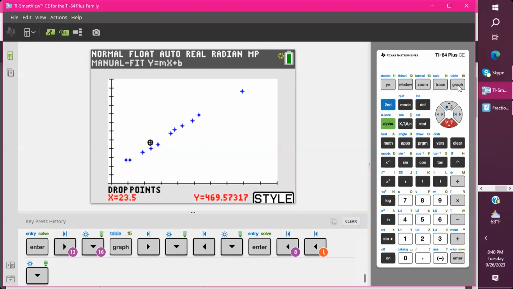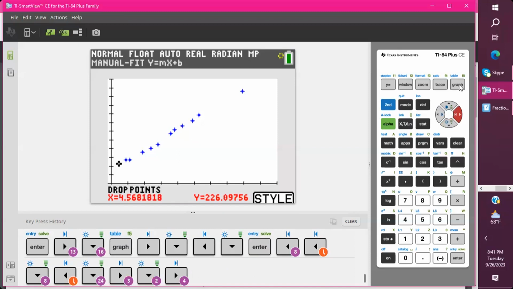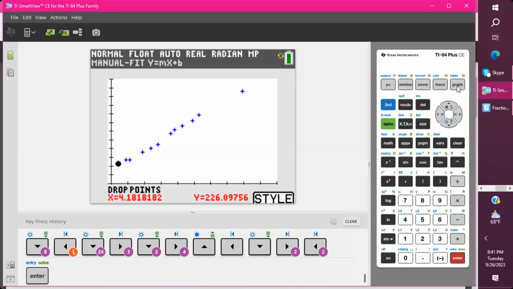Now, you could do this with the regular 84 that is not in color, and it works. The manual fit is a part of it. It's just that you don't have the advantage of seeing your scatter plot in blue and your line of fit in red. So I just move my little cursor to what looks like it might be a good beginning point for a line, and I hit enter. It doesn't look like anything has changed until I start to move away. And you see that I have this line forming, and I can go up and down.